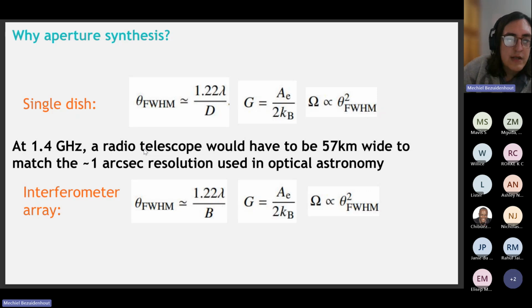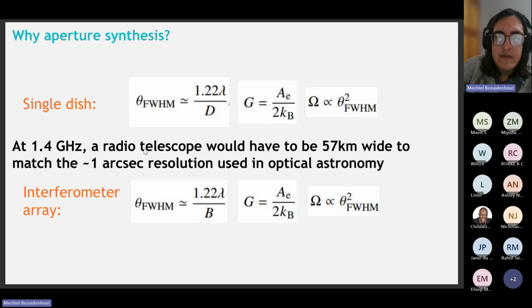So with interferometer arrays, we sidestep that problem. We don't have to build a huge dish kilometers wide. Instead, we build a number of dishes separated by a baseline. This capital B is called the baseline, and that's the maximum distance between two array elements. Now the angular resolution becomes approximately equal to the wavelength divided by the maximum baseline. So we can have baselines kilometers apart and thereby get close to our arc-second resolution goal.